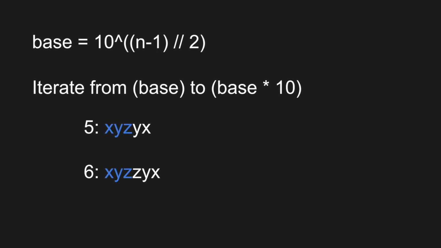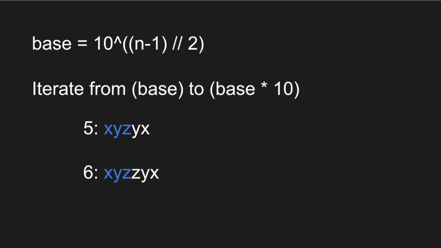Now in the first step where we are finding all the combinations, we realize that we don't actually need to iterate through every single number. Rather, we can just look from base to base times 10, and base will use this formula: 10 to the n minus 1 divided by 2, floor division. So for example, if there are only 6 digits, then we will only need to search from 100 to 1000.